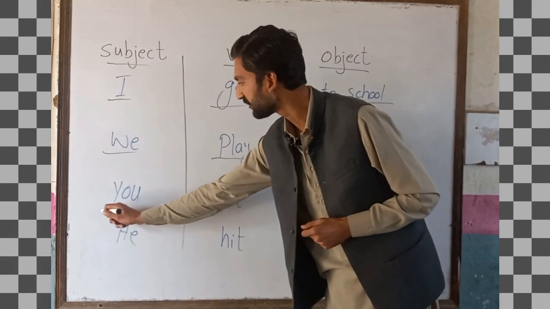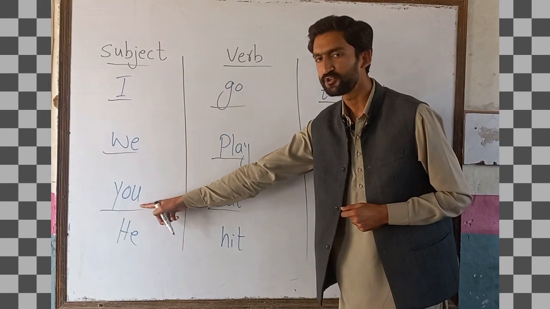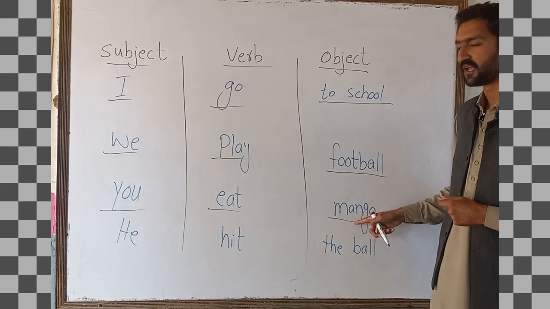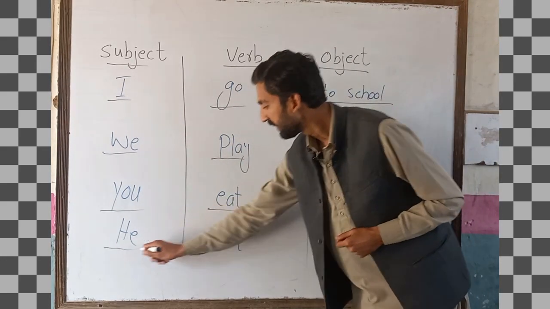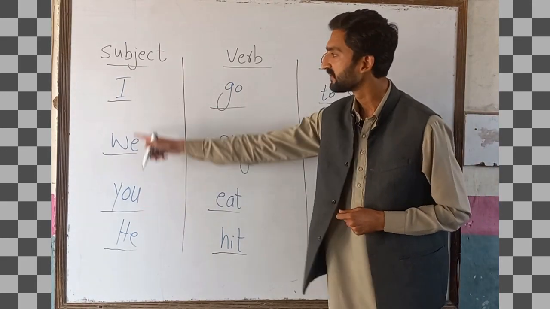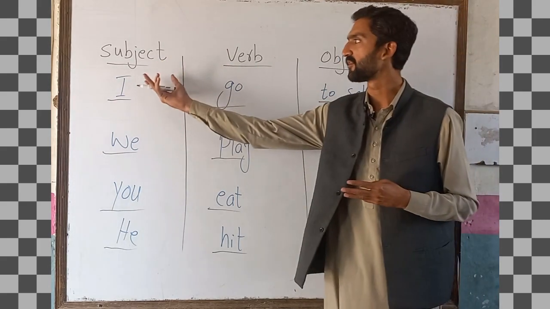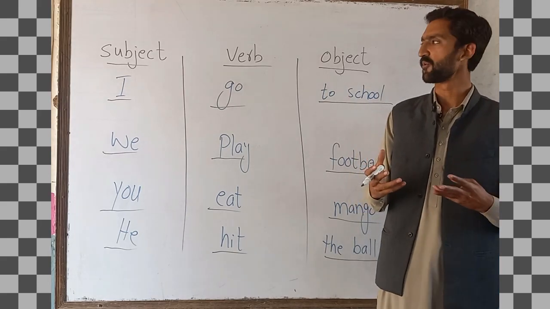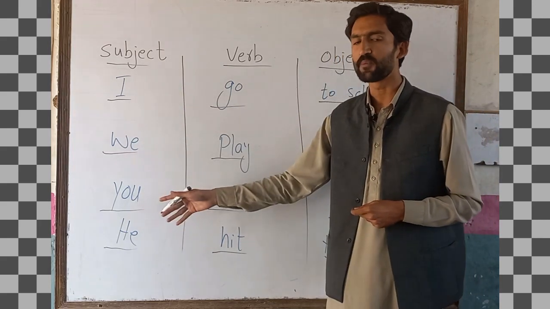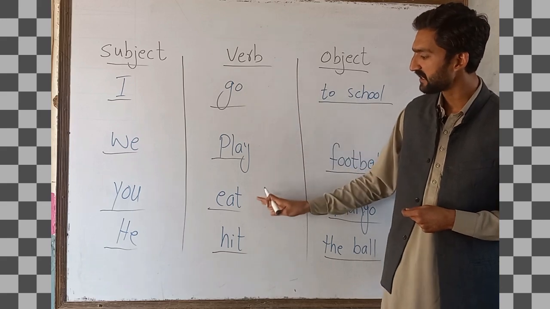In the next example we see: you eat mango. Here the subject is you, the doer. Next, the verb is the action, and at the end, mango is the receiver and stands as the object. Next we have: he hit the ball. Here we see that these four pronouns are acting as subjects. Whenever we see a subject, we mostly use a noun or pronoun for the purpose of any action. So I, we, you, he, these four are pronouns which perform a certain action, and the action stands as the verb. Here we see go, play, eat and hit.